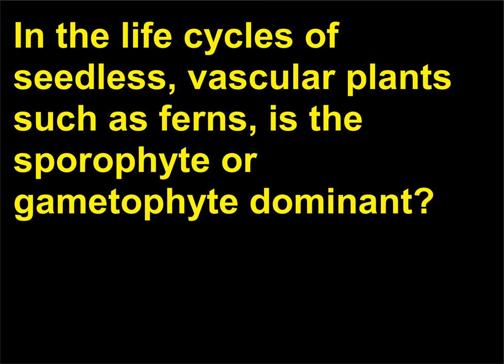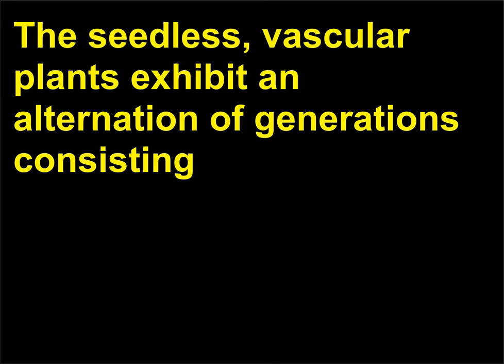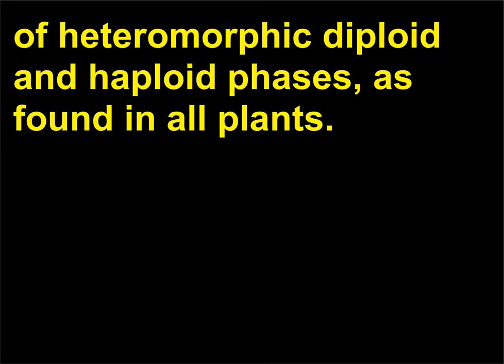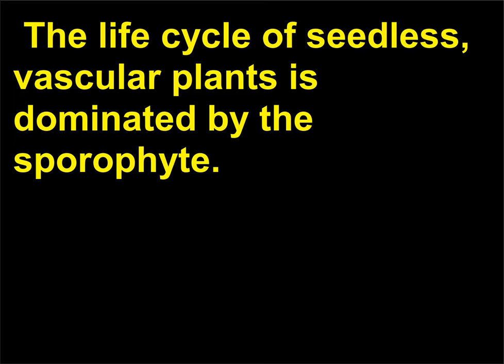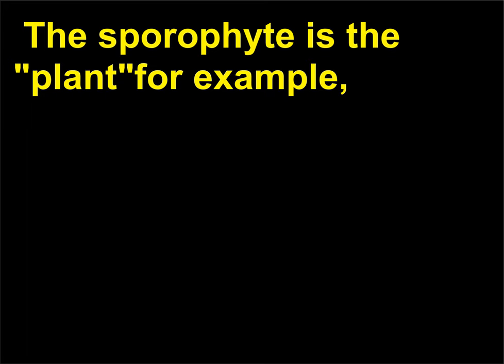In the life cycles of seedless, vascular plants such as ferns, is the sporophyte or gametophyte dominant? The seedless, vascular plants exhibit an alternation of generations consisting of heteromorphic diploid and haploid phases, as found in all plants. The life cycle of seedless, vascular plants is dominated by the sporophyte. The sporophyte is the plant, for example, trees and flowers that everyone visualizes when they think of plants.